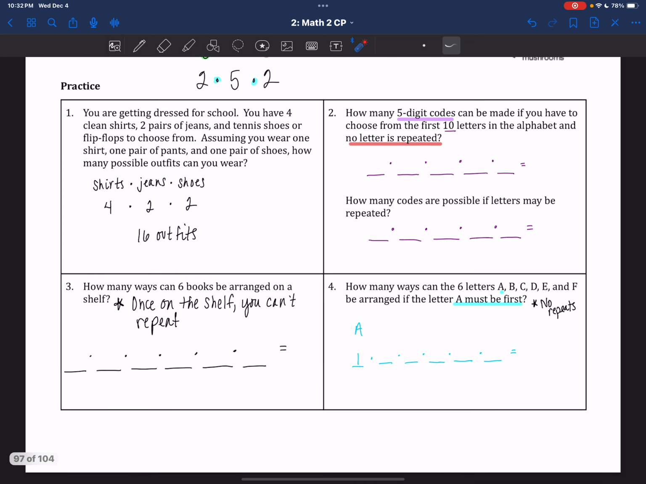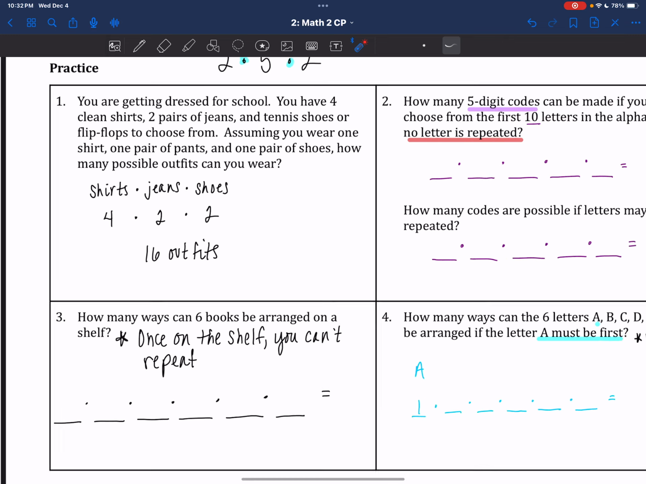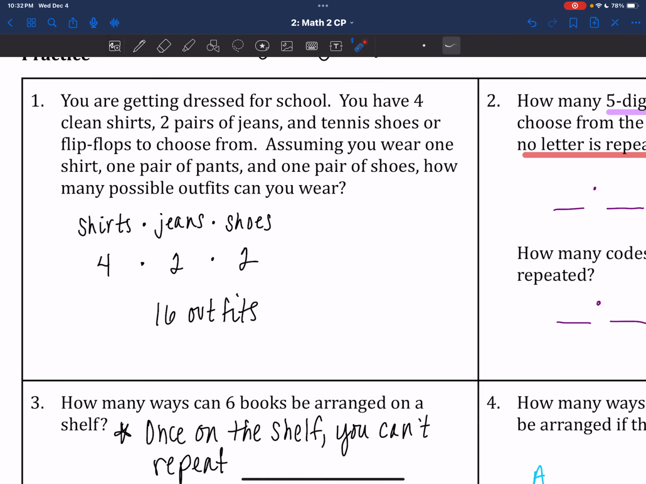All right, so from here I started this for you, and then you're going to finish the rest. So you're getting dressed for school. You have 4 clean shirts, 2 pairs of jeans, and tennis shoes or flip-flops, so that's 2 options there. Assuming you wear 1 shirt, 1 pair of pants, and 1 pair of shoes, how many possible outfits can you wear? So total shirts we have 4, jeans we have 2, and shoes we had 2. So you're going to go through and multiply, and you can make 16 outfits.